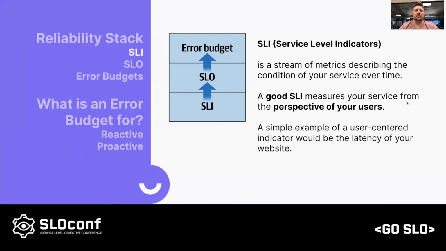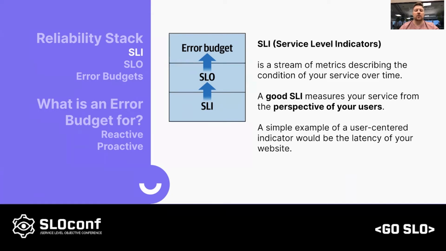Let's start with SLI, service level indicators. At its core, it is a stream of metrics describing the condition of your service over time. Services may have many different metrics: DB latency, number of cache misses, average CPU load, and so on. A good SLI, however, measures your service from the perspective of your users.